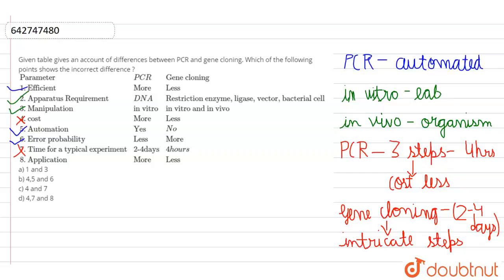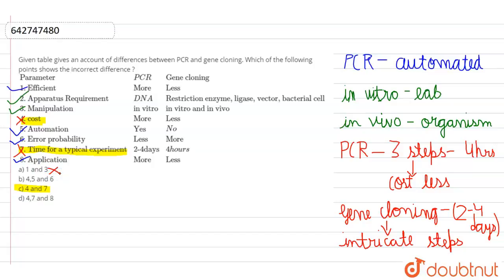Now the last point is based on application and it says that PCR has more application as compared to gene cloning. So this one is also correct. So we can see here that statements of point number 4 and point number 7 are wrong. So the correct answer for this question is option C, which says that the 4th and 7th parameters describe wrong differences. In the other options, 1 and 3 are correct, so that option is wrong.